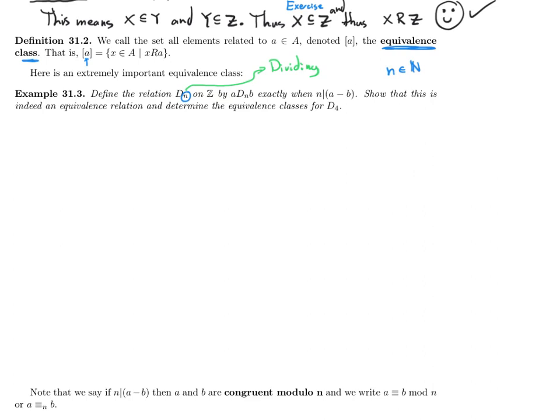So let's do reflexivity first. I'll start it off and I'll get you guys to pause the video and finish it up for me. So remember, we want an element from the set our relation is defined over, Z, and we want to show it's related to itself. So let's call it a, a in Z. Now pause the video and see if you can figure out if a is indeed related to itself and how to show that.